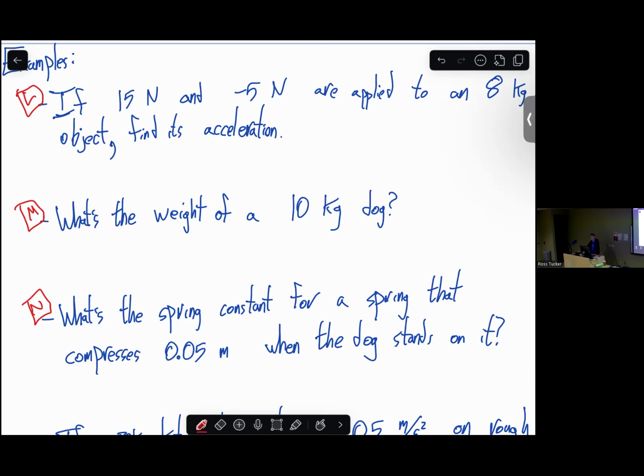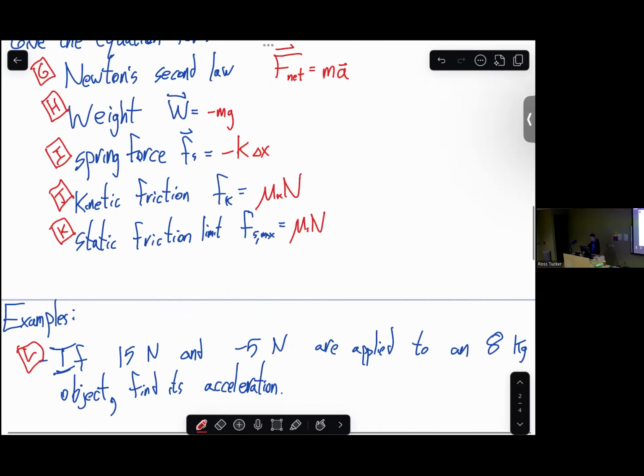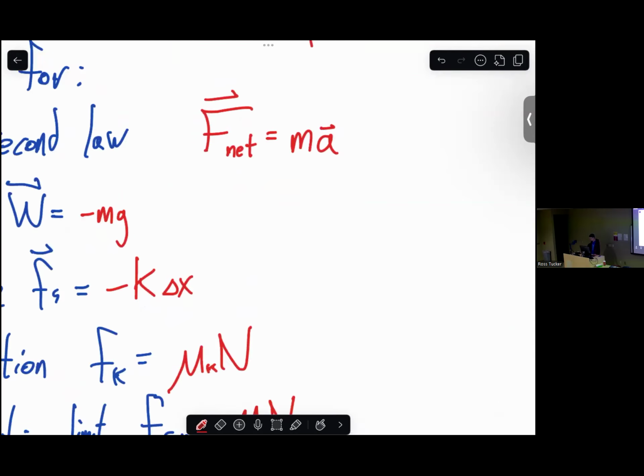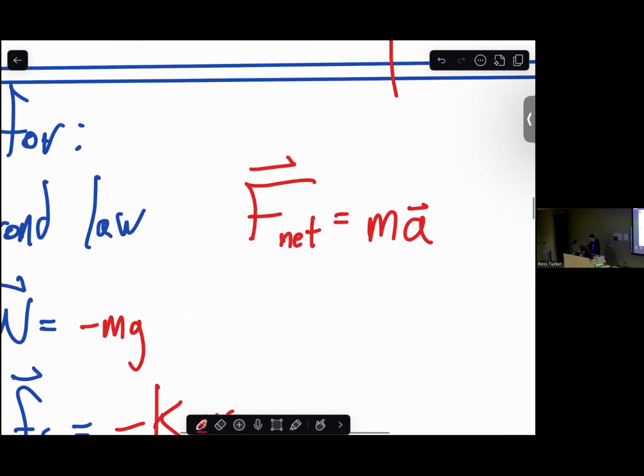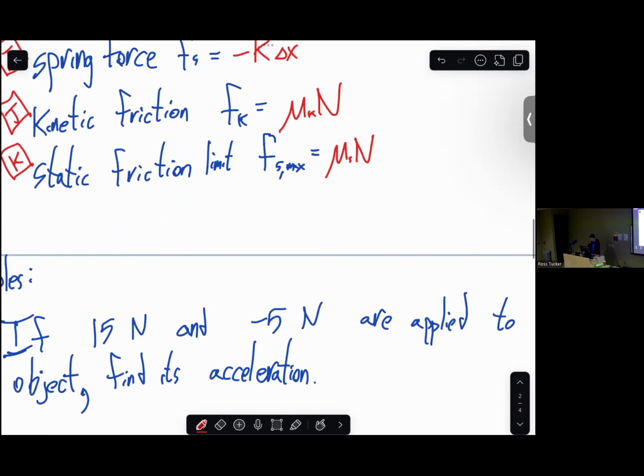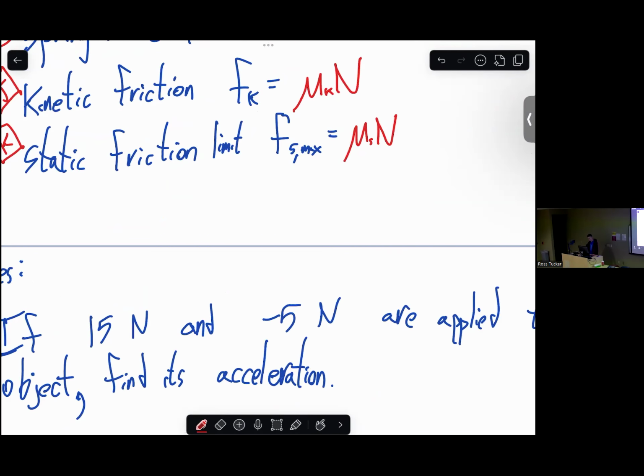And I'm going to call time's up. What are the fundamental formulas here? Well, for the very first one, okay, so if I've got 15 newtons and negative 5 newtons, how do I find F net?